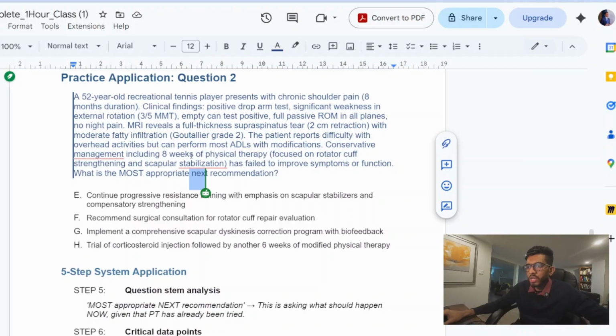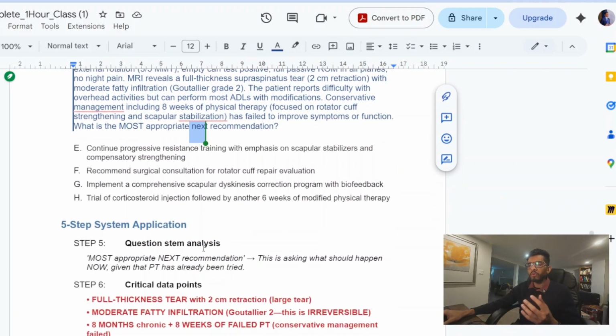Conservative management, including 8 weeks of physical therapy focused on rotator cuff strengthening and scapular stabilization, has failed. So the scapular stabilization protocol has failed for this patient. Now they are asking what is the next most appropriate recommendation for this client. That is what they are asking. Once you understand what they are asking, you're looking for the critical data in it.